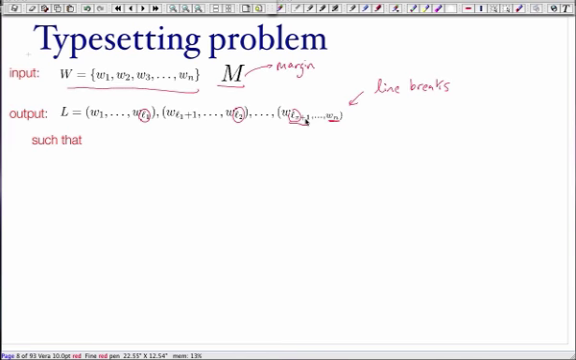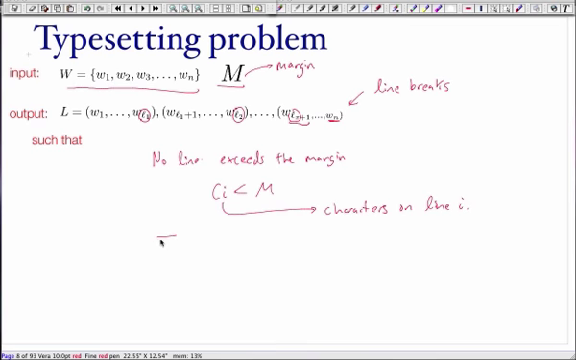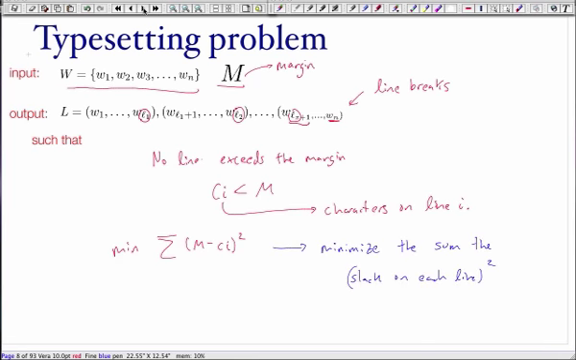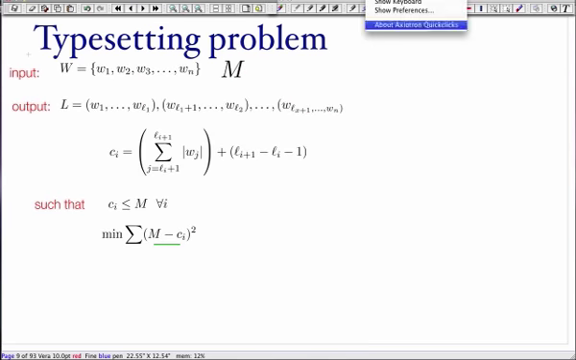Okay? And the constraints that we need to satisfy informally, we need to make sure that no line exceeds the margin. Okay? So we need to have C_i less than M, where this is basically the characters on line i. And then we also want to minimize the slack. And the slack is basically this extra space squared. Minimize the sum of the slack on each line squared. This is the more formal way of writing this formula.